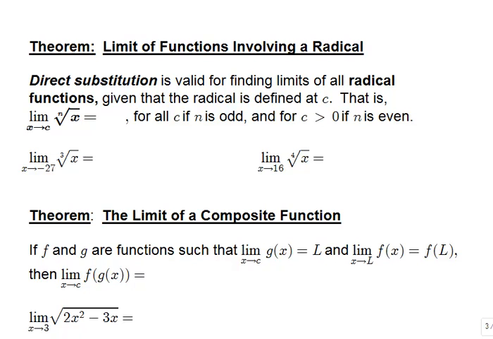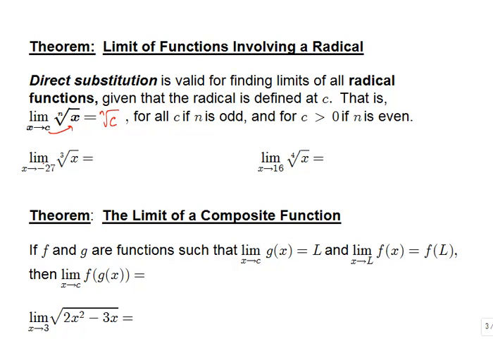Okay, another couple of theorems that are going to be useful for us. Direct substitution is also valid for finding limits of all radical functions, given that the radical is defined at c. So if you want to find the limit of the nth root of x, all you have to do is plug in c, and you would get the nth root of c, as long as that is defined. And if your root is an odd root, like a cube root or a fifth root, then this will always be defined. But if you're dealing with even roots, like square roots and fourth roots, if this c was something negative, then that would be undefined. So you just want to make sure that you're dealing with things that are defined.